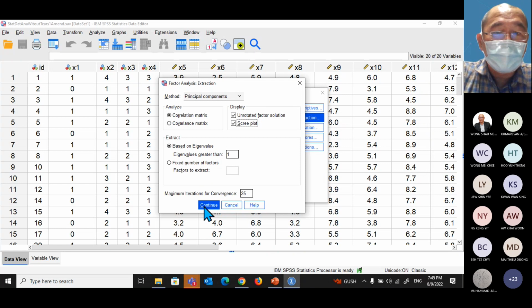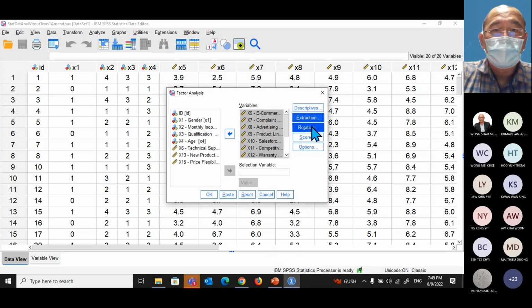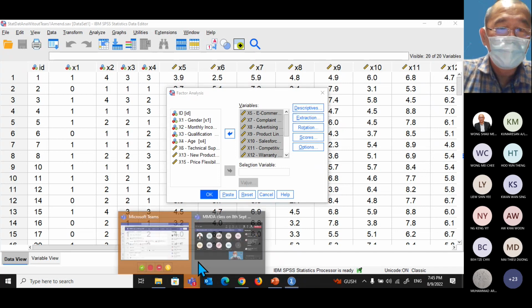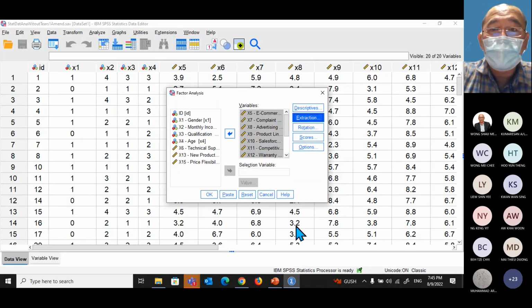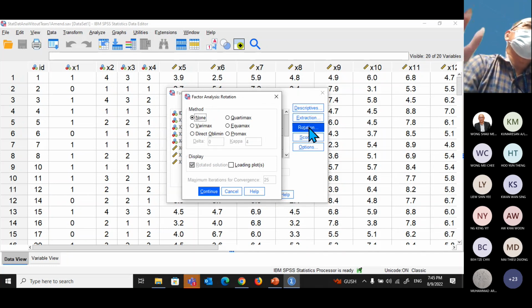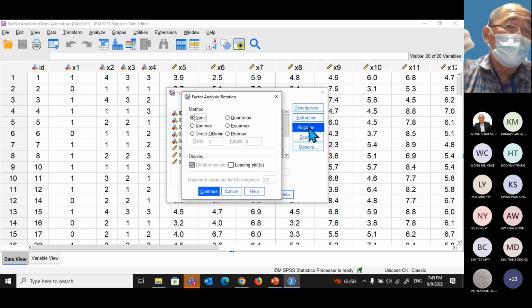If no problem, click continue. If no question, now we click Rotation. Remember, rotation is the method to help us do the grouping better, for us to easily identify the factors. You will see this later one by one, don't worry. But now we use this procedure to get all the output that we are going to use.